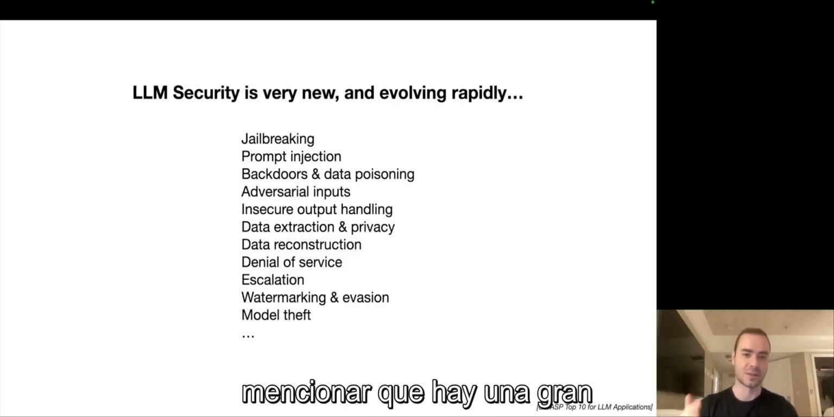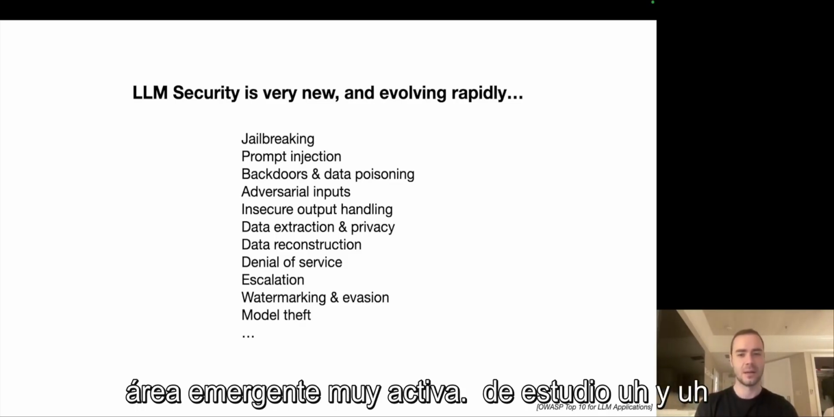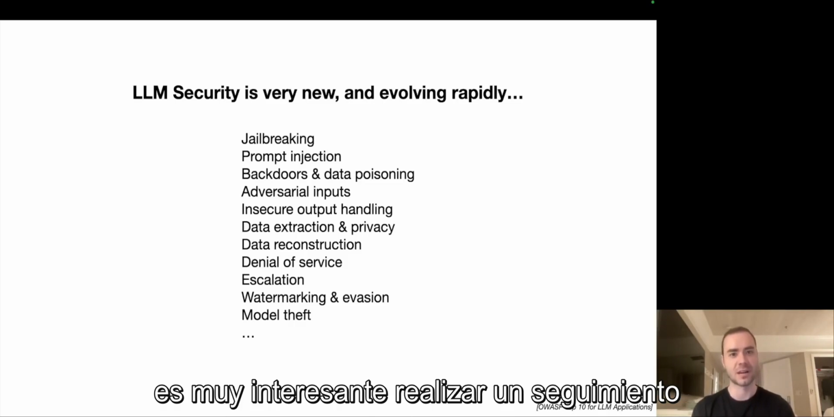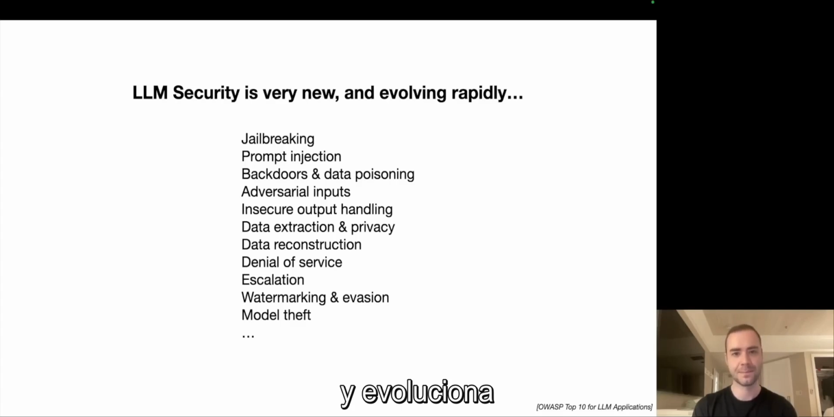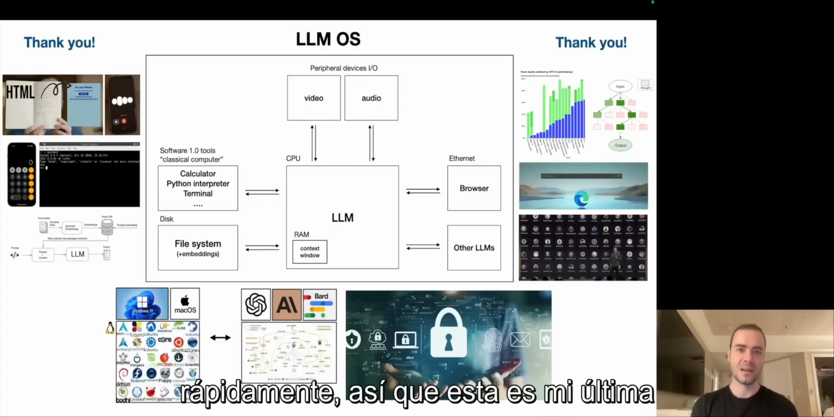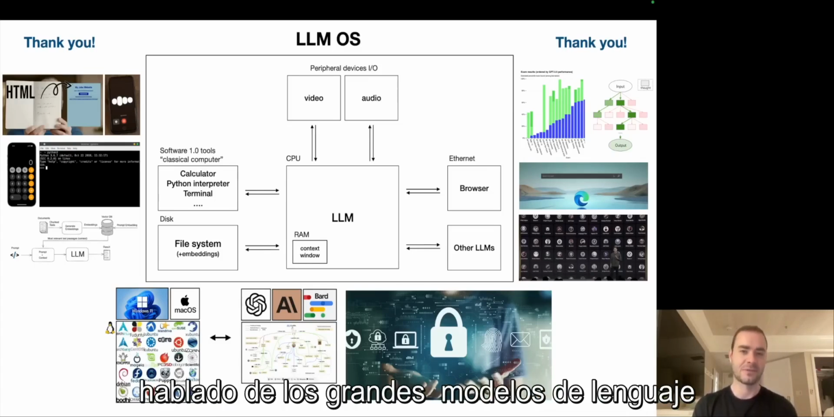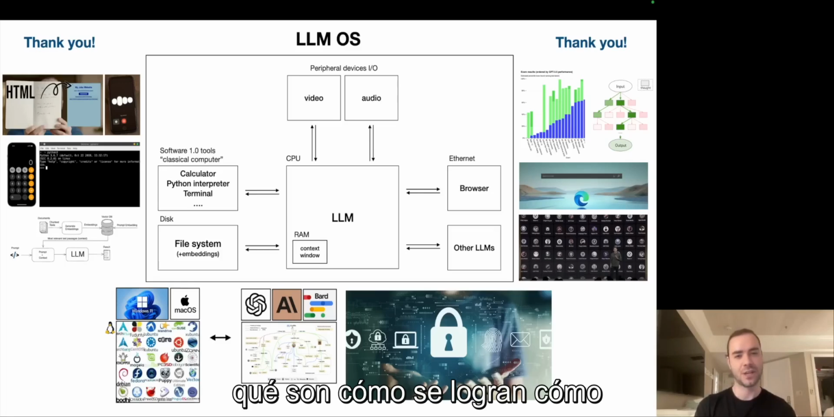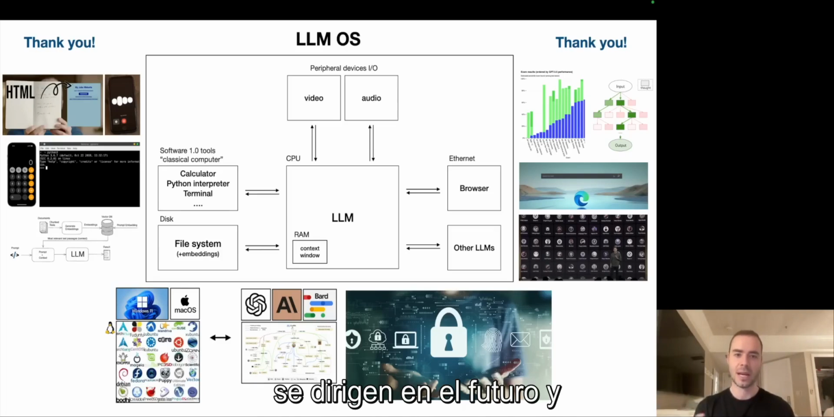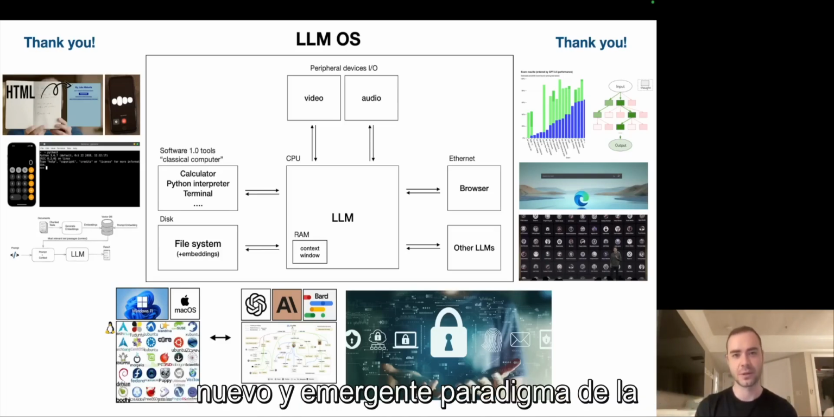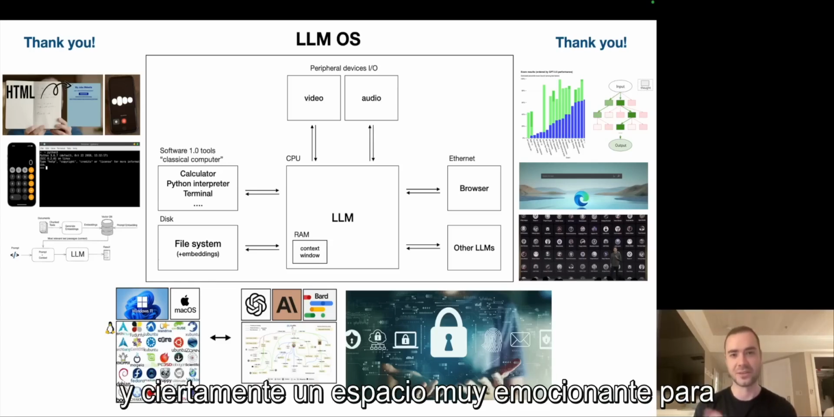I'd also like to mention that there's a large diversity of attacks. This is a very active emerging area of study, and it's very interesting to keep track of. And this field is very new and evolving rapidly. So this is my final slide, just showing everything I've talked about. I've talked about large language models, what they are, how they're achieved, how they're trained. I talked about the promise of language models and where they are headed in the future. And I've also talked about the challenges of this new and emerging paradigm of computing, and a lot of ongoing work, and certainly a very exciting space to keep track of.